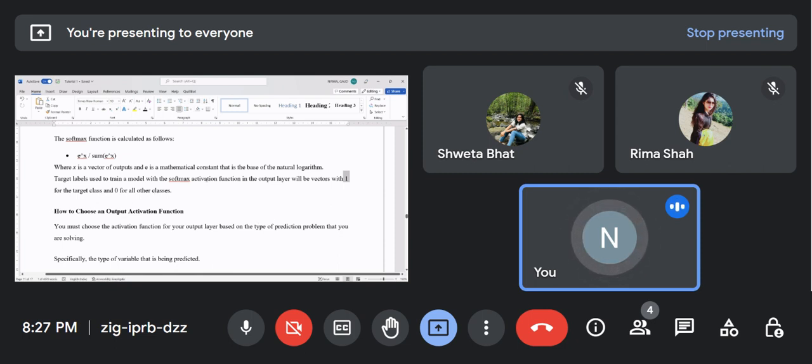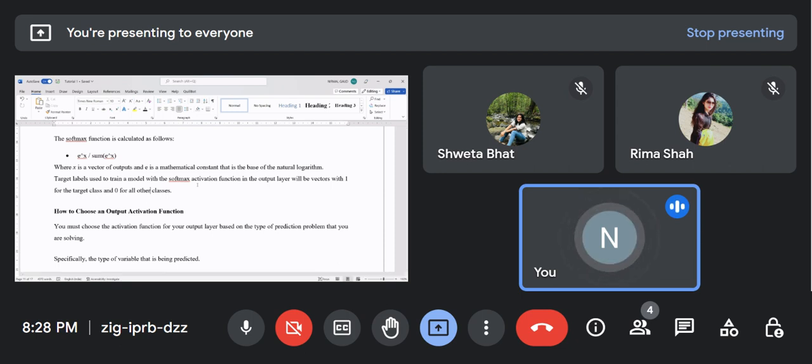And if you are having probability values like 0.3, 0.2, that means you are away from the target, that means they are other values. So target labels used to train a model with a Softmax activation function in the output layer will be vectors with 1 for the target class and 0 for all others. Okay, for all others it will be 0, and for the expected target, it will be 1. This is how we are going to train our model with the Softmax activation function. This is how we need to train.